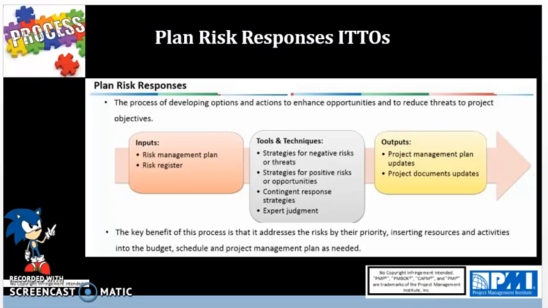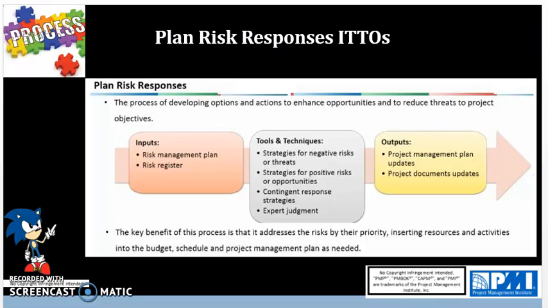And then last but not least, you have accept, which is willing to take advantage of the opportunity if it arises, but not actively pursuing it, which is not going to be that great considering you want to capitalize on your opportunities as much as possible. So it's best to exploit or enhance or share your opportunity as much as possible.